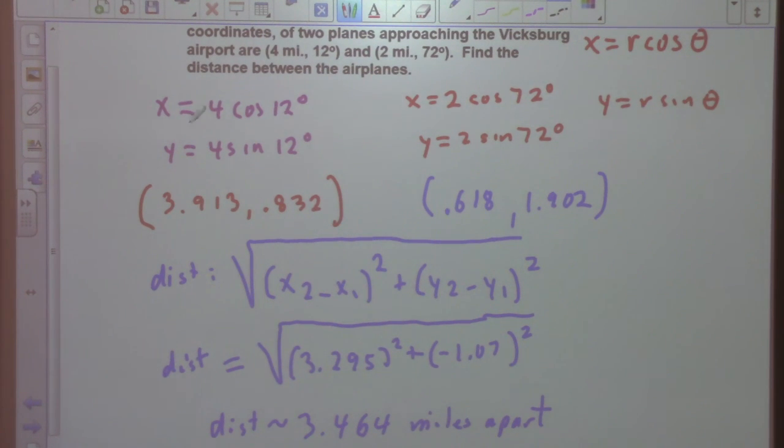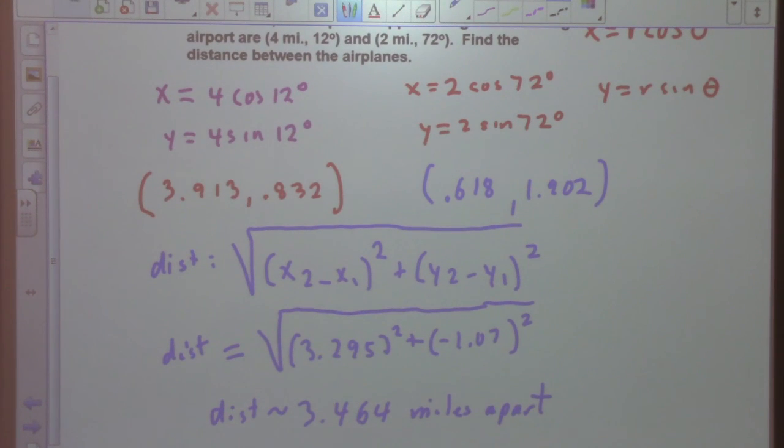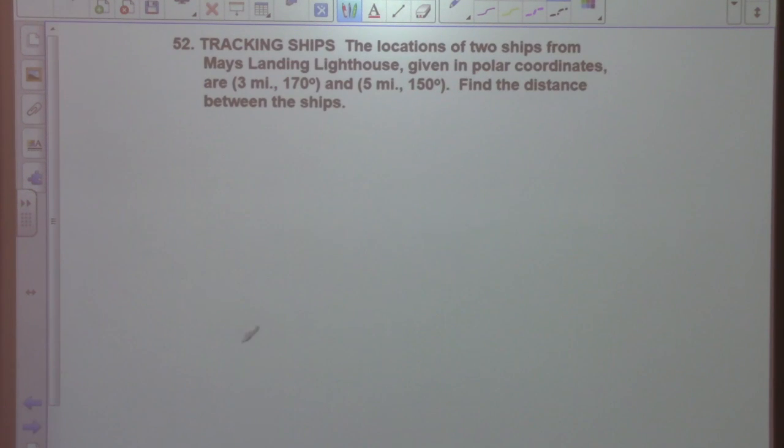And what I want you to do is to do this similarly with problem 52, and then we could just call that our class for the day. How's that? Looks good. You feel like you've worked pretty hard today and yesterday? Yeah.